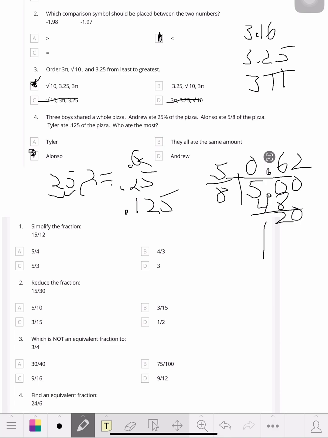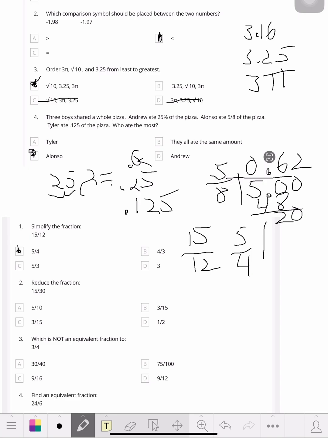Okay, simplify the fraction. We got 15/12. So we write 15/12. Now what we're looking for is the least common denominator that will go into both of these. So I usually just start with 2. 2's not going to work because 15 is an odd number. Does 3 work? Yeah, 3 works, so we can get 5/4. 3 goes into 15, 5 times. 3 goes into 12, 4 times. So number A is 5/4. And that's all there was there.